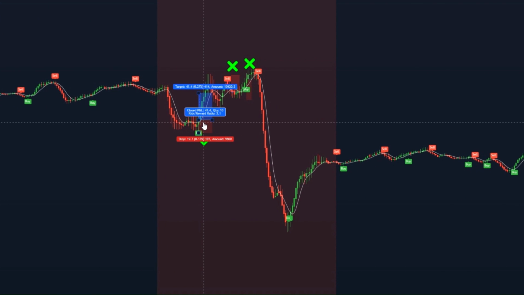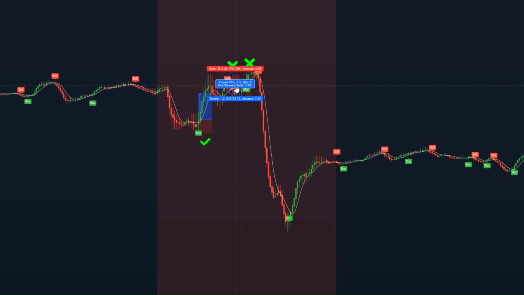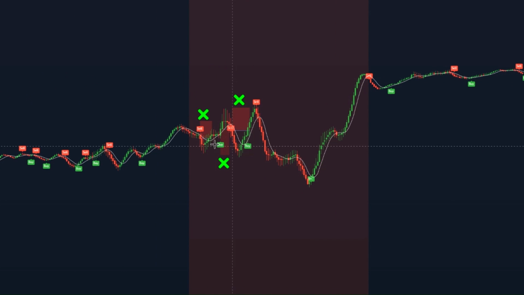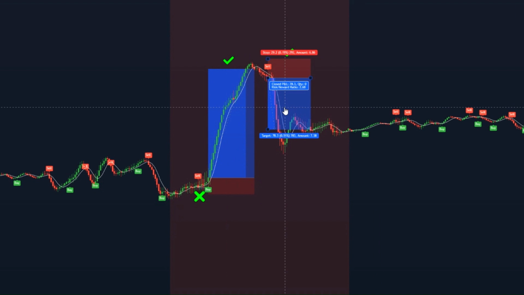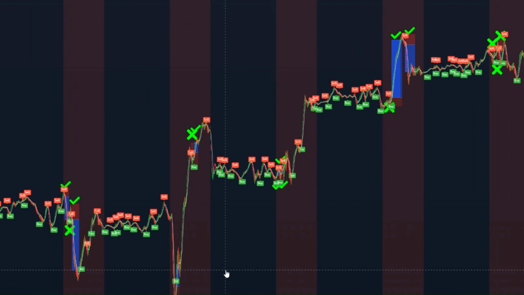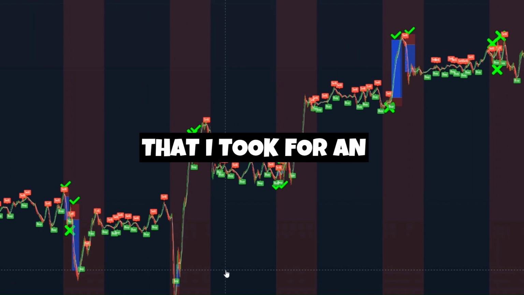Here's another day. You can see we had 2.1 risk to reward, and then we had 2 stop losses in a row. The day before we had 3 stop losses in a row, and the day before that we had 1 stop loss and then a 6.65 risk to reward, and then a 2.68 risk to reward. Very profitable day. So it's now time to show you the trading results that I took for an entire month on the 5-minute chart.